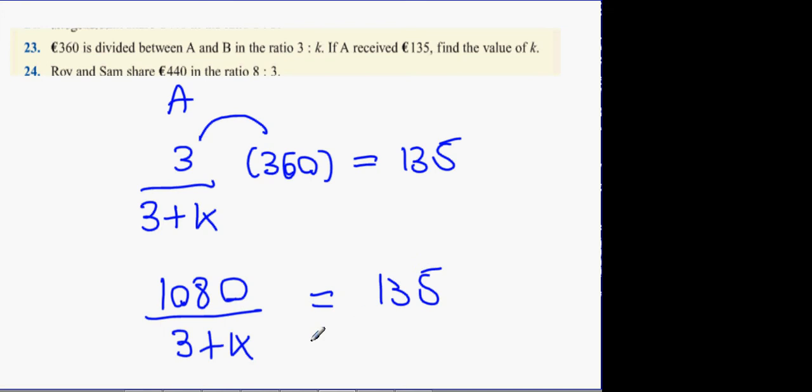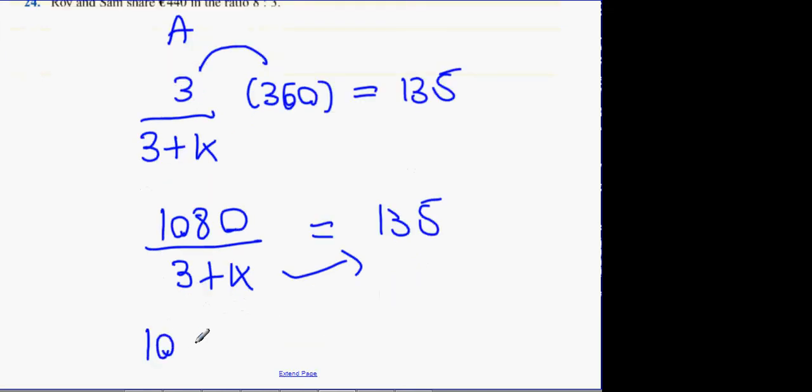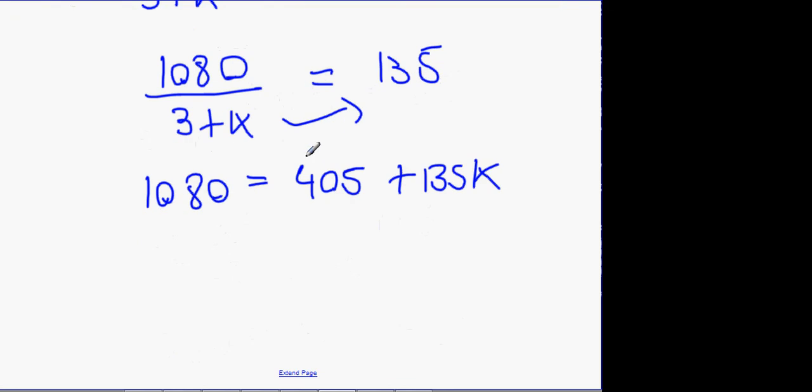Cross multiply. And what we get here is 1080 equals 3 multiplied by 135, which is 405, plus 135K. Now, bring over the 405 to the other side and take it away from 1080. What do you get? I think it's going to be 675.